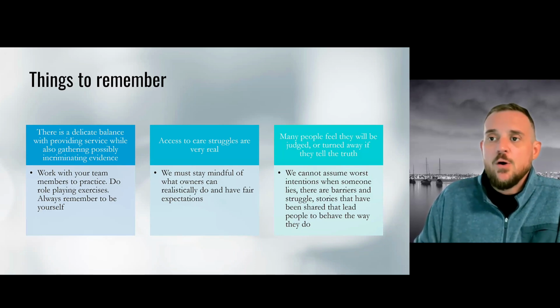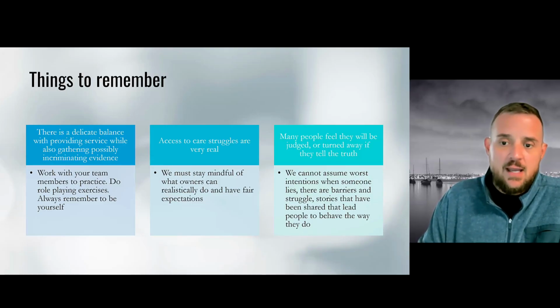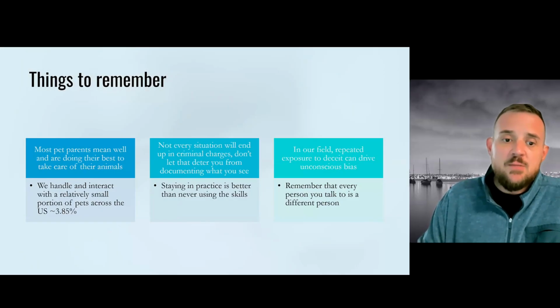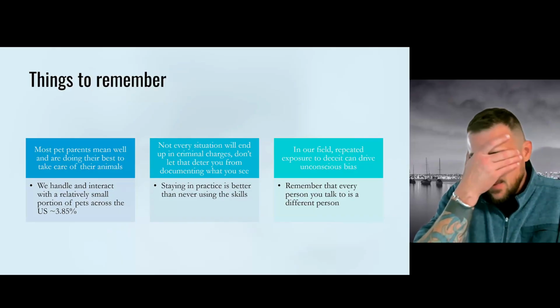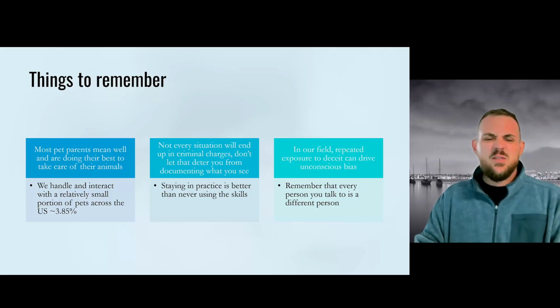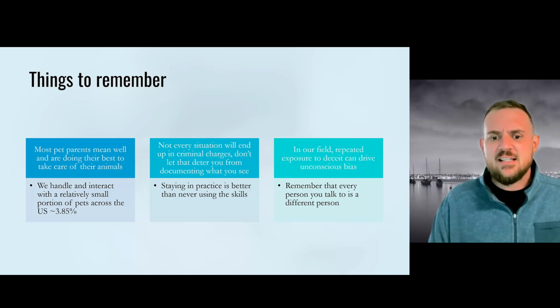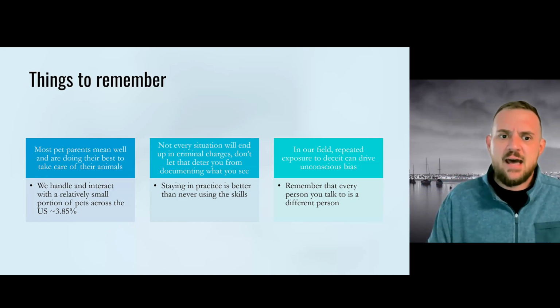Word is, people know that if they do something wrong, they're going to get in trouble. So we have to help quell some of those fears and help our community understand that our goal is not to go and take everybody's animal away from them. Most pet parents mean well and are doing their best to take care of their animals. Stats from AVMA and, I believe, Petco and Shelter Animals Count show that we handle about 4% of the animals in the United States through our shelters, and we have to be mindful of that. There are millions and millions of well cared for pets and good pet owners out there.